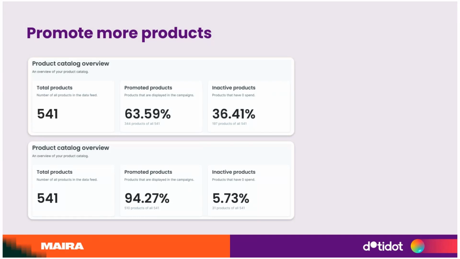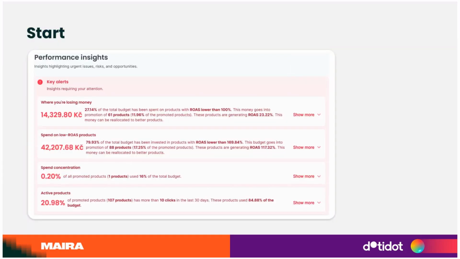And here is the result of just the first optimization step. Before, only 63% of products were being promoted and 36% were completely inactive with 0 spent. But after applying the new segmentation and structure in Meta, 94% of products are now promoted and only 5% remain inactive. That means that we gave hundreds of products a real chance to perform, and we discovered new winners we never would have found otherwise. And let me show you the before and after performance slides.